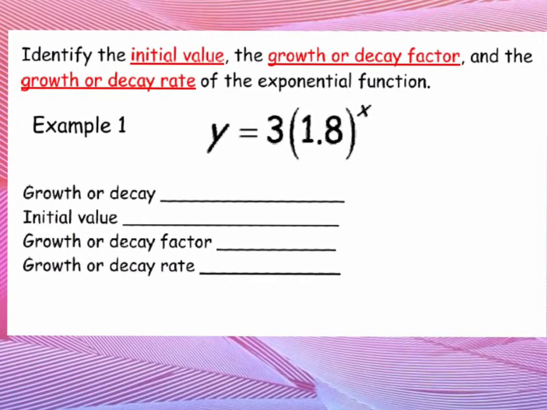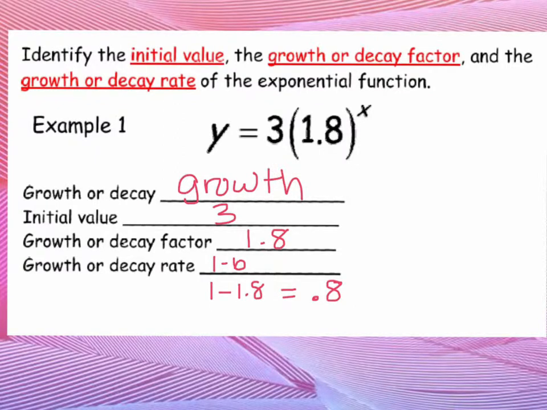Everything you see on the screen, go ahead and write it down. And then try to identify whether it's growth or decay, the initial value, and then the growth or decay factor or growth or decay rate. And then when you're ready to check your answers and see if you're correct, go ahead and resume the video. Okay, here are the answers. Hopefully you got it right.